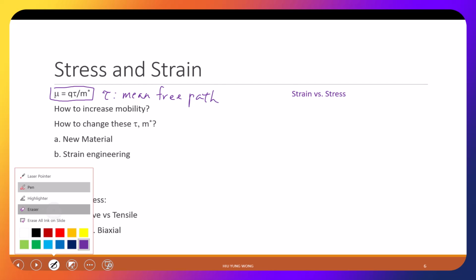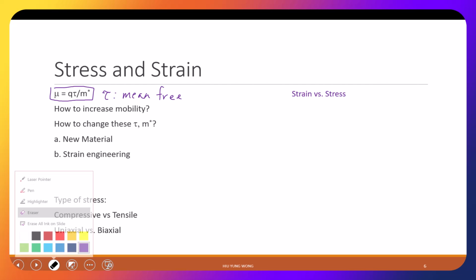I said not path, the length is path, right? I'm talking about the time. So the time you spend in the mean free path, okay? How long you spend before you lose energy due to scattering? If it's longer, then you should have higher mobility. Makes sense, right? Another is M star.